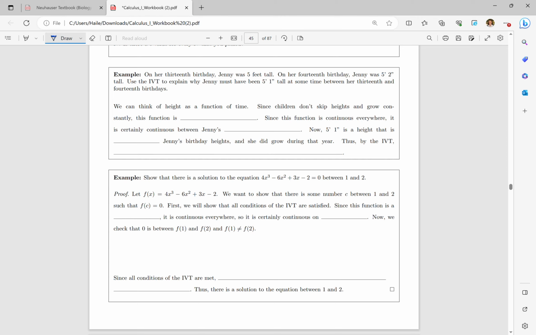Since children don't skip heights and grow constantly, this function is continuous. So you're always constantly growing. You're never just 4.5 feet tall and then suddenly the next day you're 5 feet tall. At some point you have to have grown all the places between there. So that kind of gives away the rest of the question, but we'll keep going. Since this function is continuous everywhere, it is certainly continuous between Jenny's birthdays.